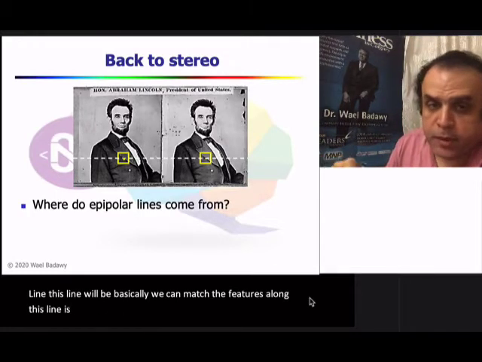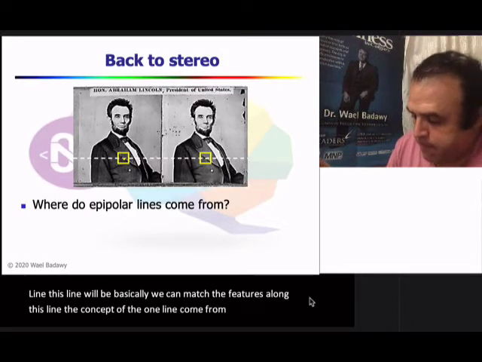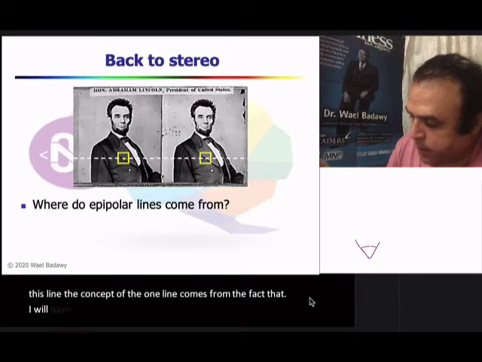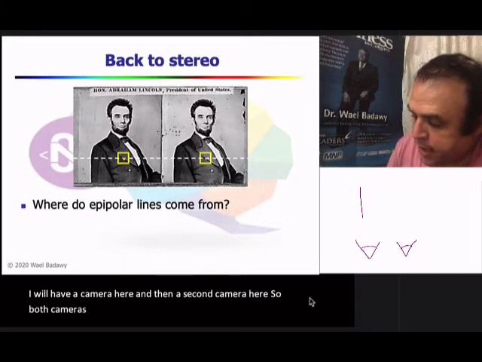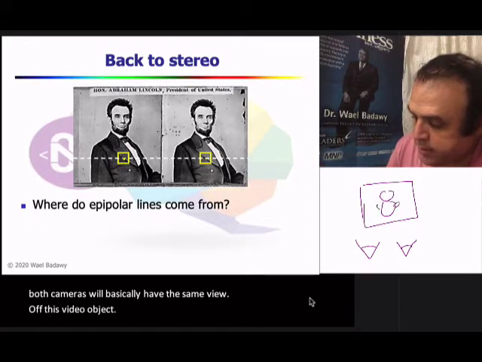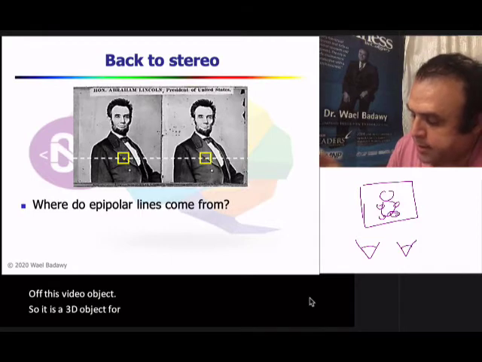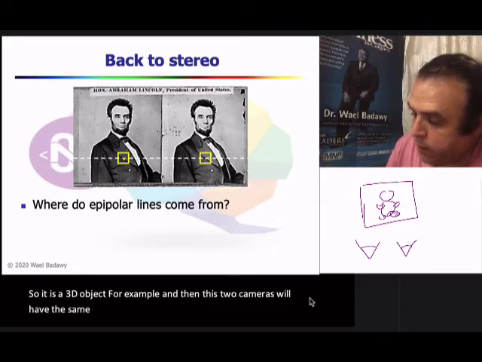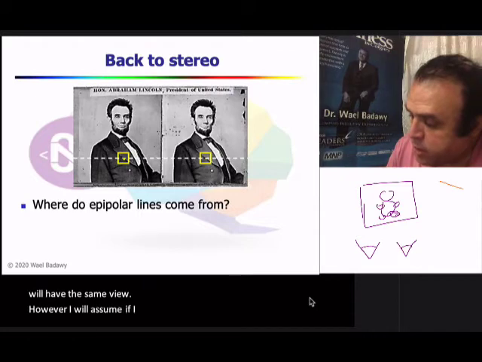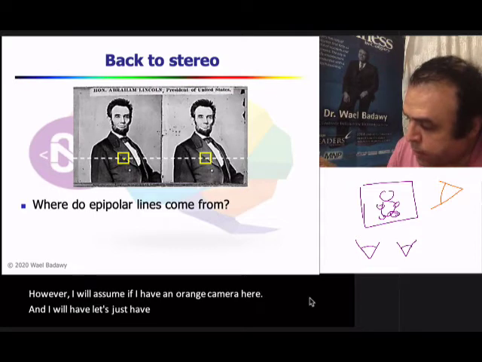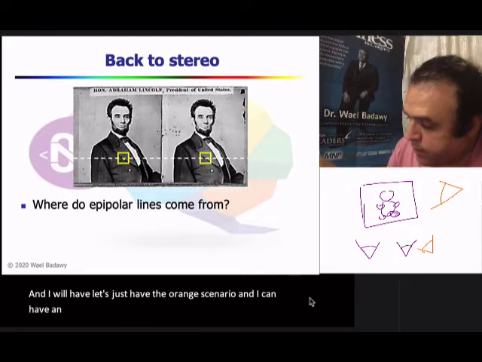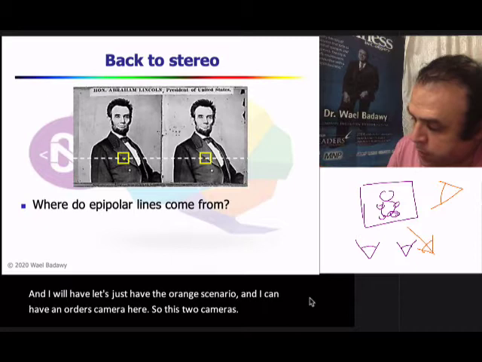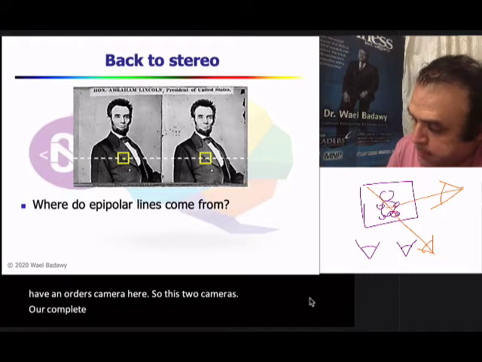The concept of the one line comes from the fact that I will have a camera here and then a second camera here. So both cameras will basically have the same view of the 3D object. So here is a 3D object, for example, and then these two cameras will have the same view. However, let's assume I have an orange camera here, and I can have an orange camera here. So these two cameras have completely different angles.